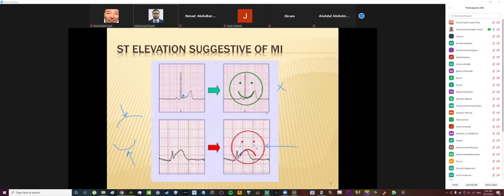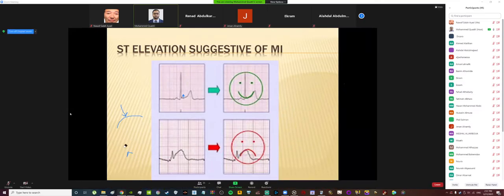So till now, I told you two criteria for diagnosing myocardial infarction. First, the elevation of the ST segment should be more than 2 small squares. Second, the elevation should have convexity upwards. And the third thing is that the ST segment elevation should be in more than one consecutive lead. What do you mean by more than one consecutive lead? First of all, you should know what consecutive leads are. Does anyone know what consecutive leads are?